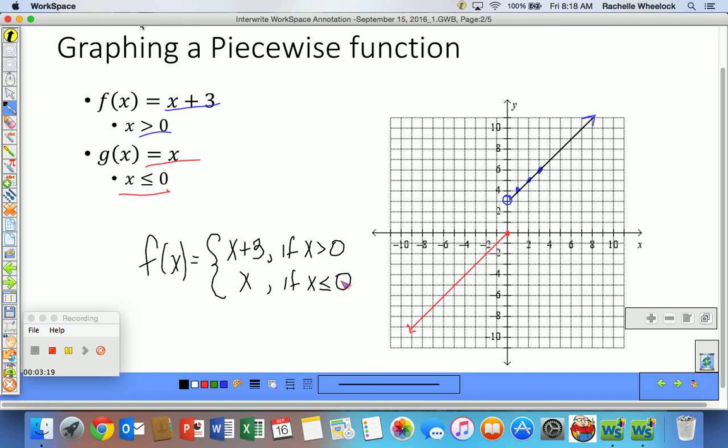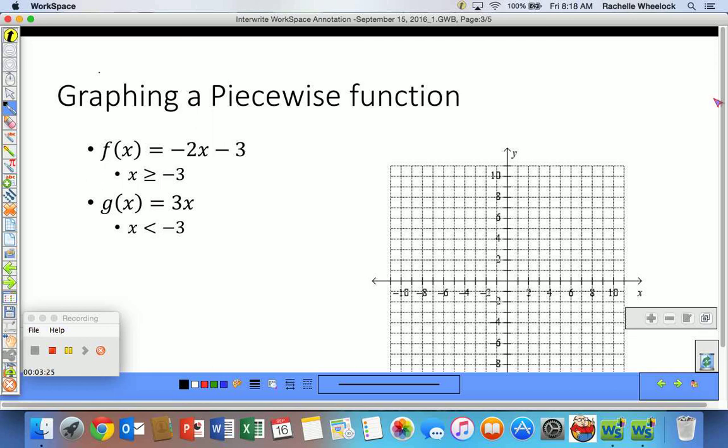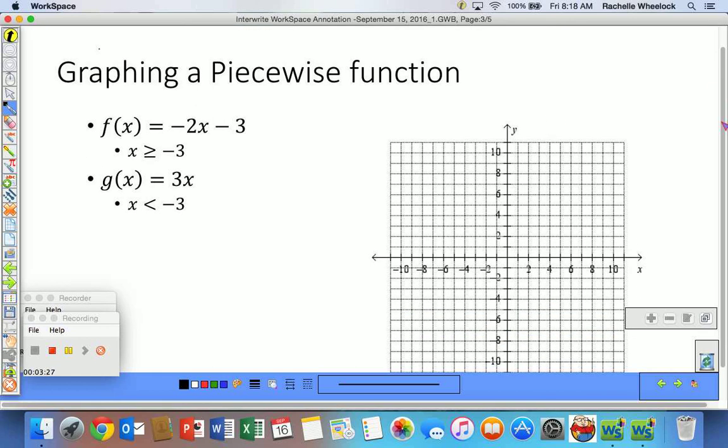Okay, so let's see. Did you get g of x? Again, the name doesn't matter. G, H, F, and a curly brace. Negative 2x minus 3, if x is greater than or equal to negative 3. And 3x if x is less than negative 3. So here, that is our proper notation.